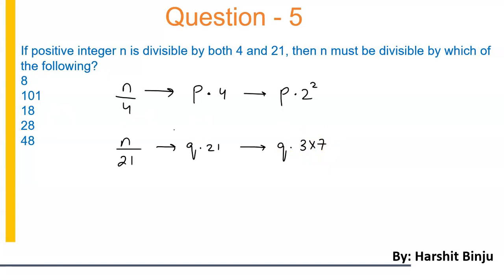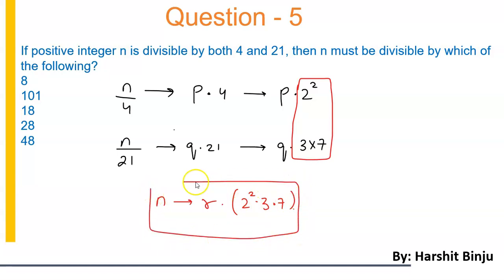So one thing is for sure, no matter what happens, n is definitely a multiple of 2 square into 3 into 7. Sorry, my bad. n is a multiple of 2 square into 3 into 7. Right? Then n must be divisible by which of the following?